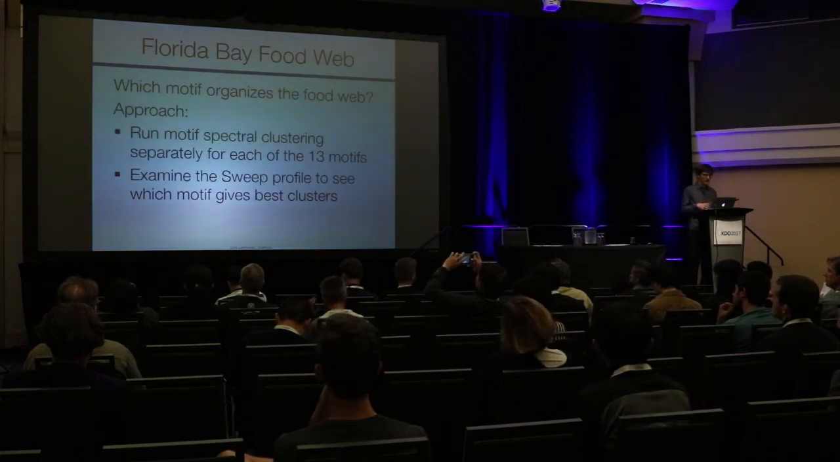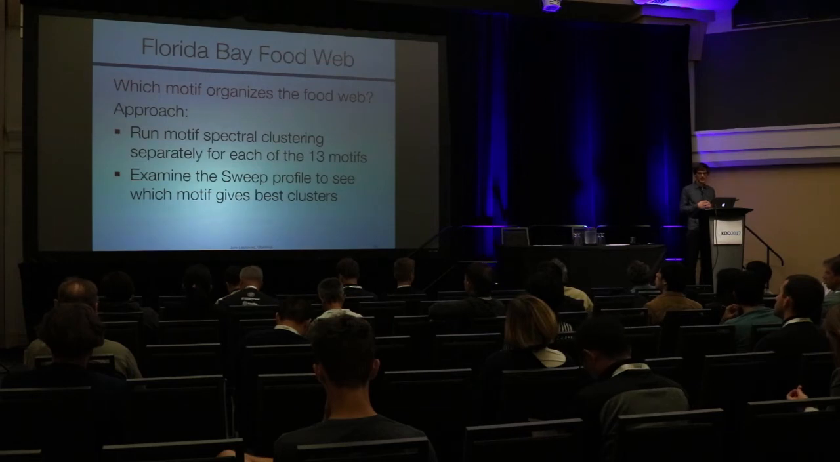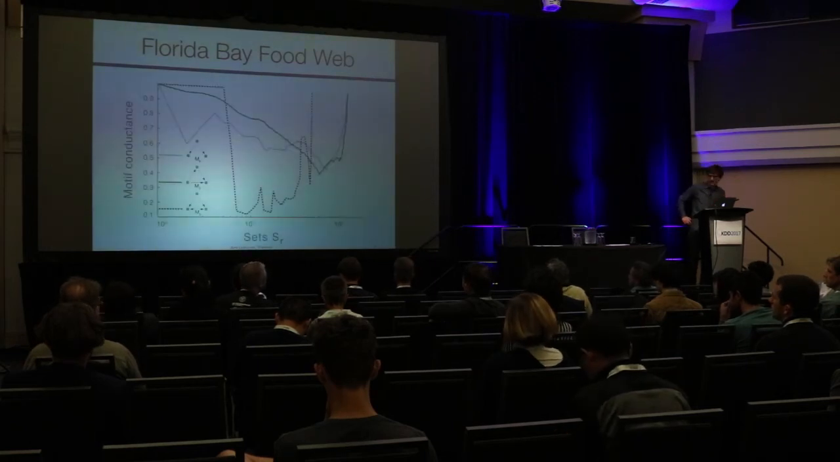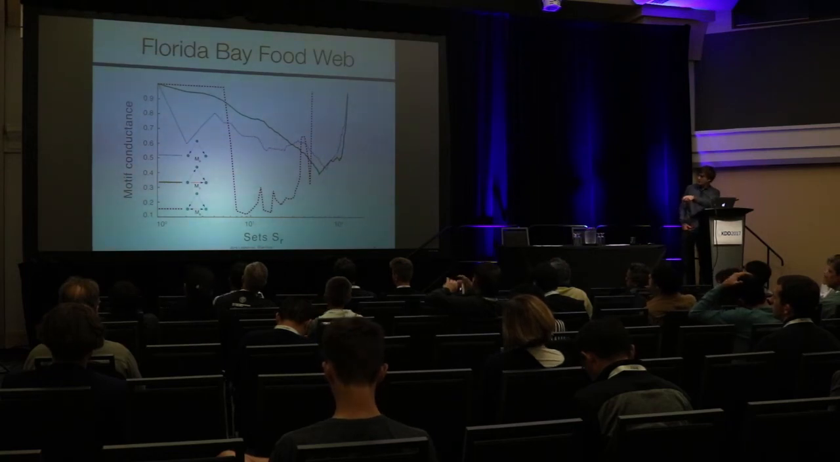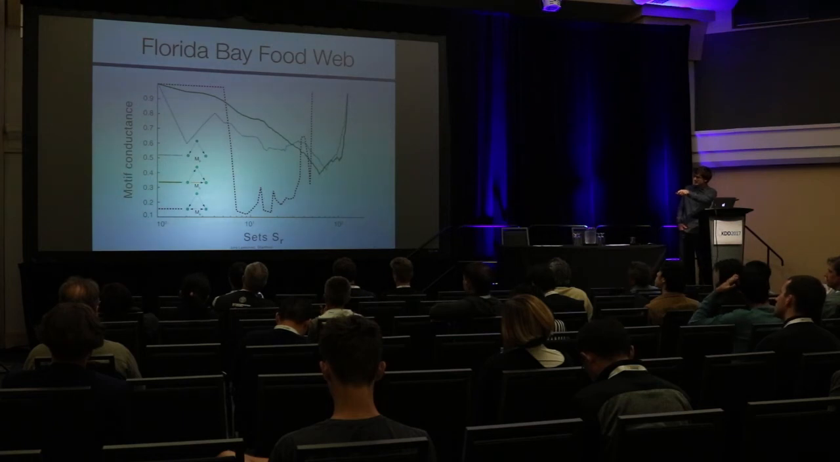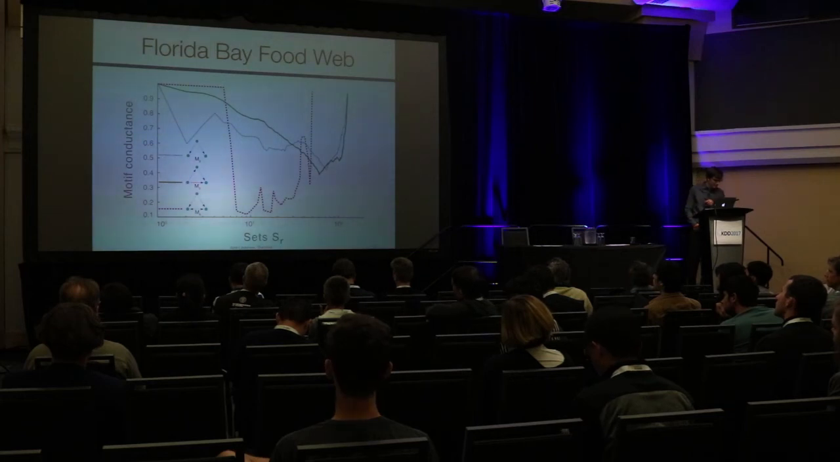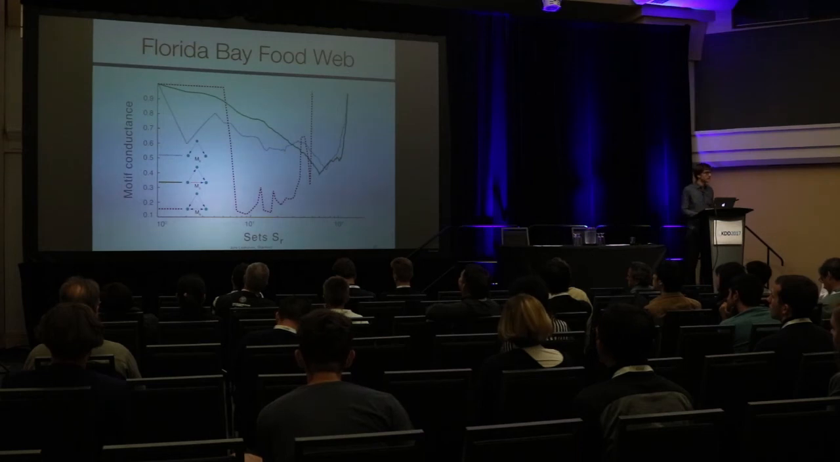The way we will do this is that we will run our method for each of the 13 different motifs, the different directed triangles, and then see which of these motifs gives us the best clustering. Just to give you an idea, here are the sets S, and this is the conductance, where lower is better. Here I'm showing you examples of 3 different motifs and how good the clusters are that we find. You see that we don't find good clusters with motifs M8 and M5, but motif M6 gives us really, really good clusters. So there seems to be something going on with this motif M6.